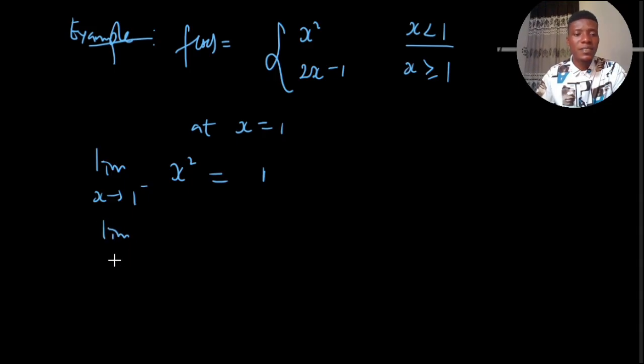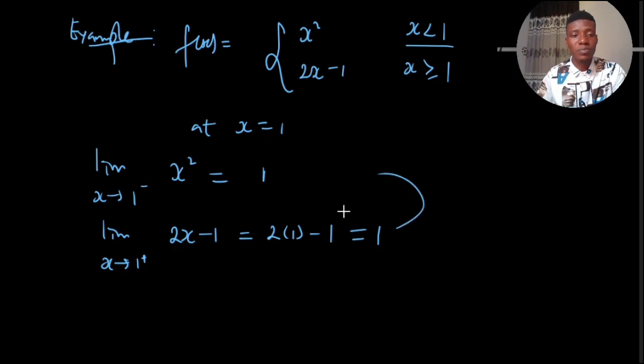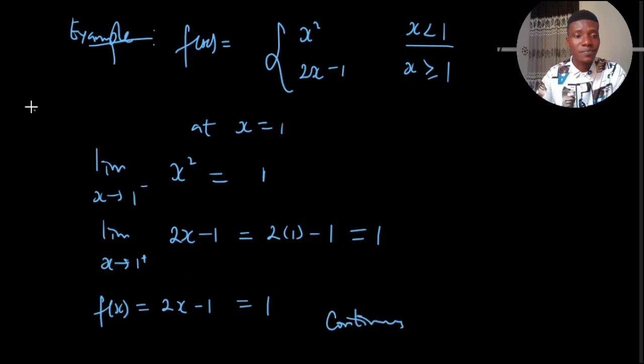Then if we test the limit on the right-hand side as x tends to 1, the right-hand side is considering this formula. So this gives us 2 times 1 minus 1, which is still 1. So for these two to be the same, it is continuous. If you check the original value, that is f of x at 1, it is still 1. So this function is continuous. That's the first step. You can call this step 1: you check for the continuity. Then step 2, you check for the derivative.